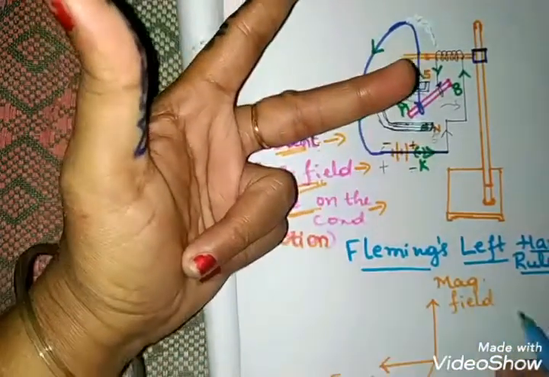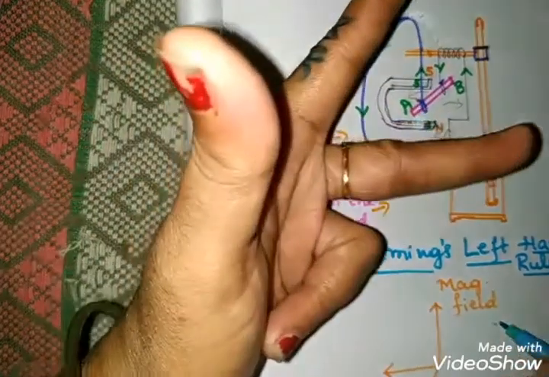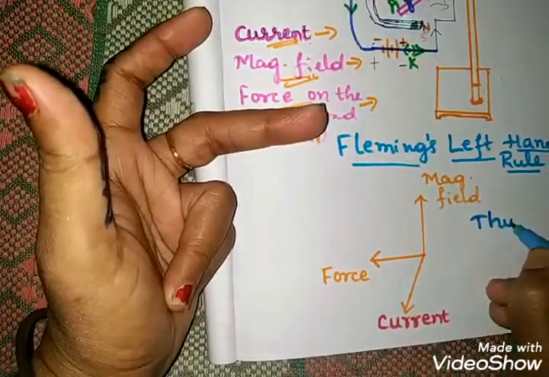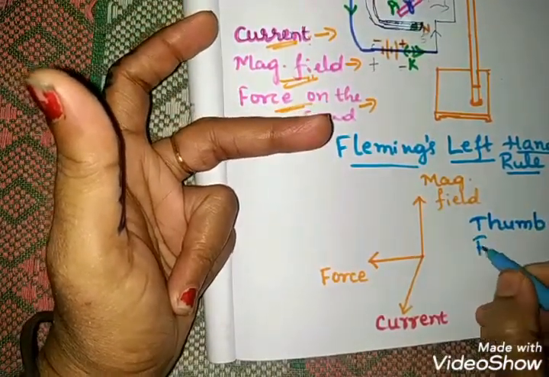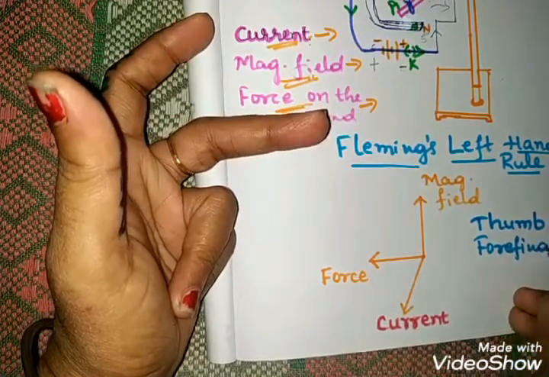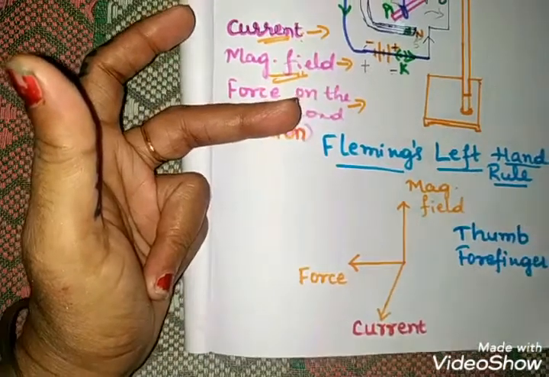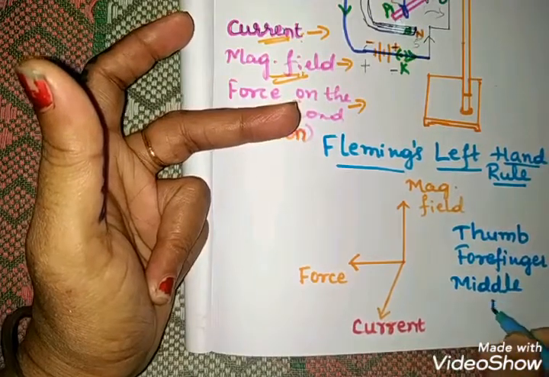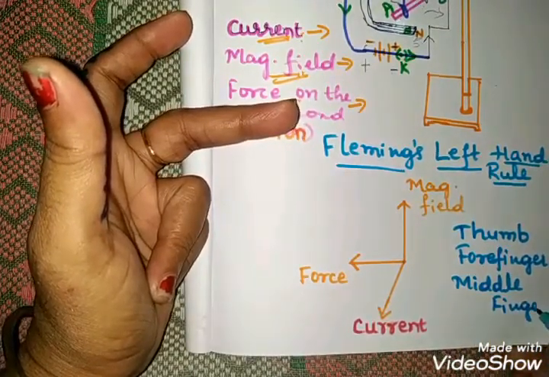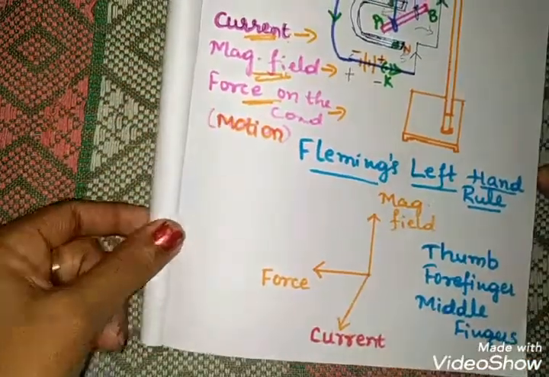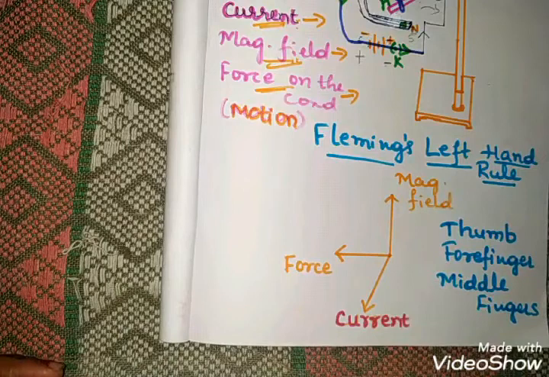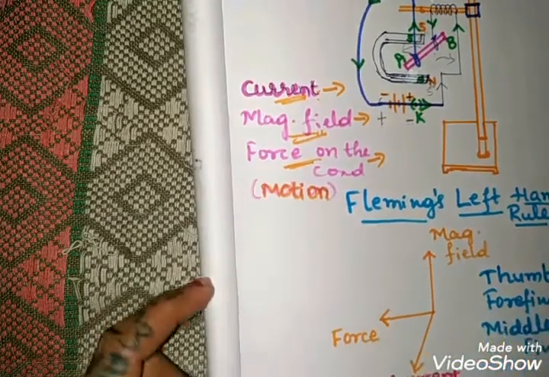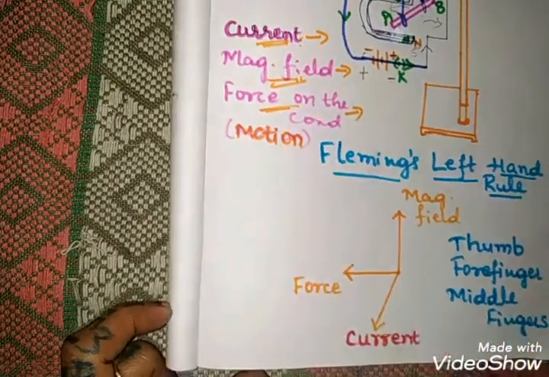First, we have to stretch three fingers of our left hand. Which are we stretching, children? Thumb, the forefinger. Write the spelling F-O-R-E, children, not F-O-U-R. Forefinger and the middle finger. Using these three fingers, we can easily know, in any situation, the directions of these three parameters: current, magnetic field and force on the conductor. How can we state Fleming's left hand rule?